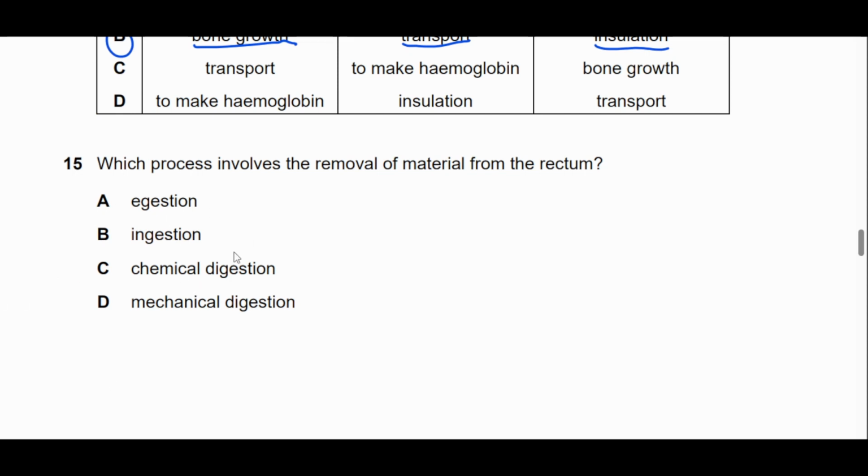Which process involves the removal of material from the rectum? Okay, so egestion is defecation. Ingestion is eating, right? Chemical digestion is the processes in the stomach where you have the acidic conditions. Mechanical digestion would be like chewing, right? So therefore, the process of removing material from the rectum would be egestion. Okay.